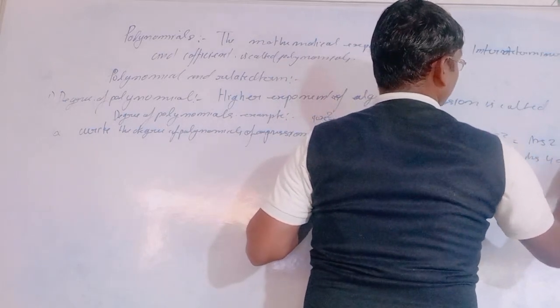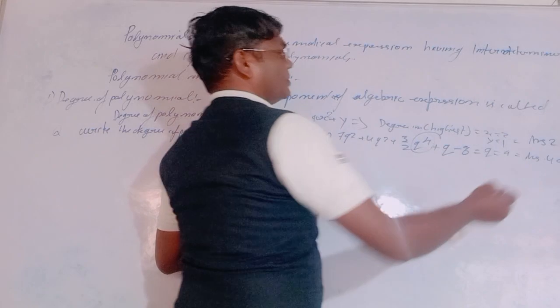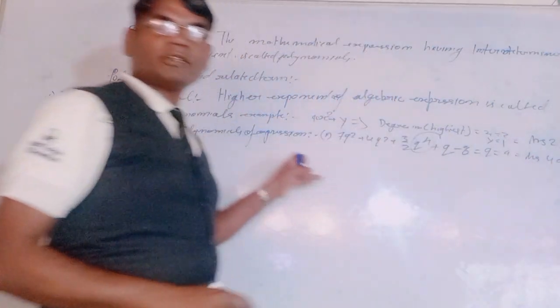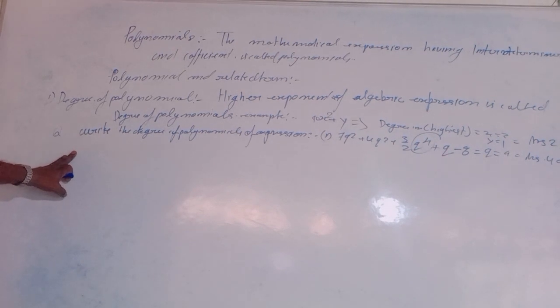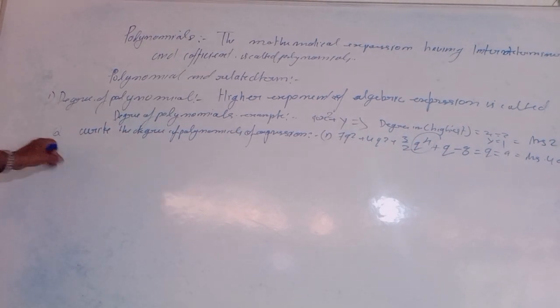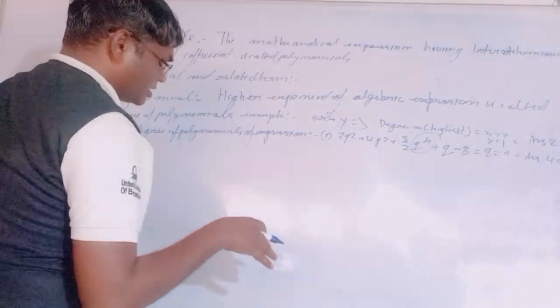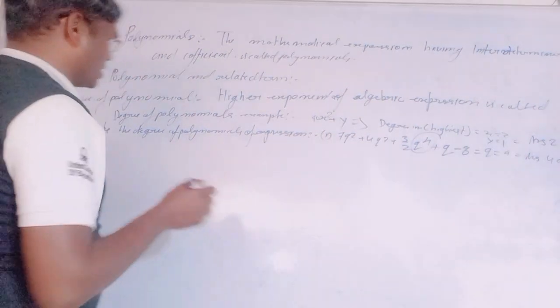The degree here will be 4. So I hope you understood the degree of the polynomials, and in other cases we can also identify the degree of polynomials. Now we will discuss the types of polynomials.